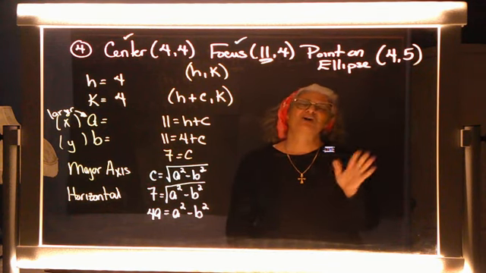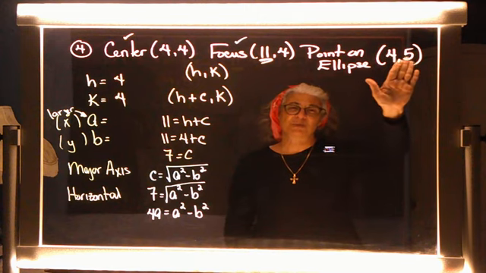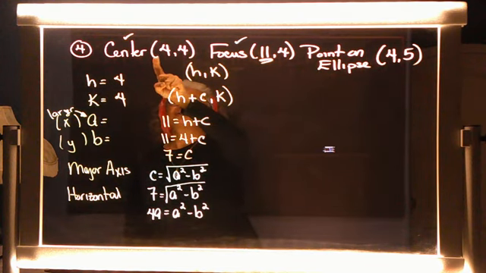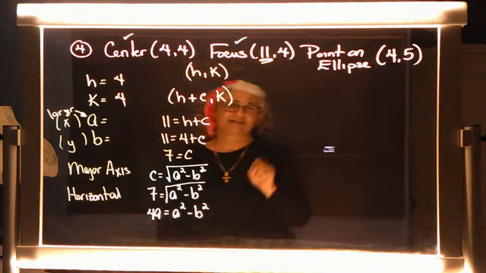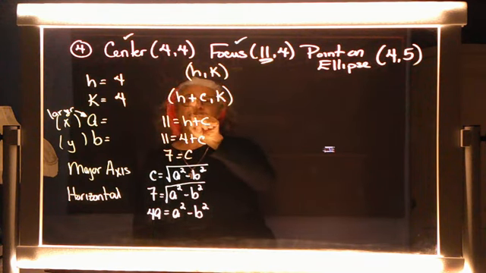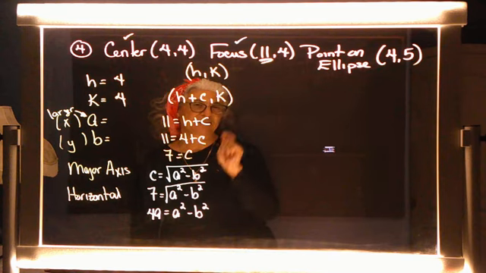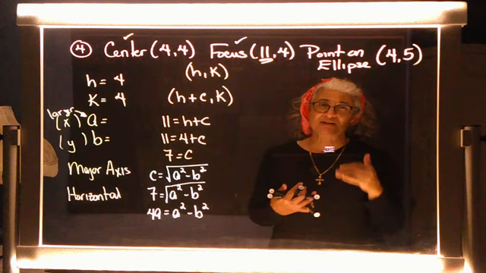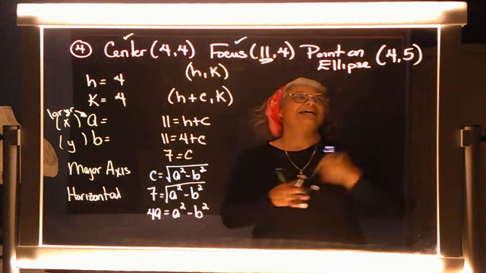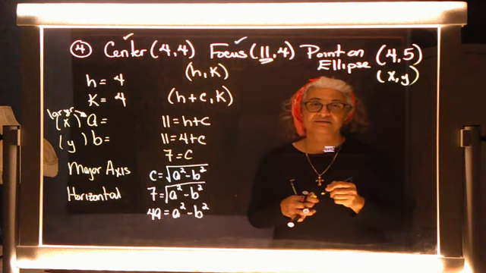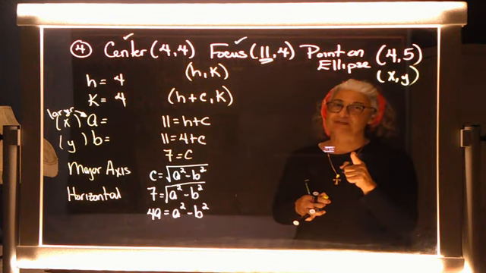Like, what's it tell you? Okay, if this is just a point, think about what these two numbers represent. The center represents H comma K, doesn't it? The focus represents H plus C comma K, doesn't it? If this is just a point, what does this point represent? It represents X comma Y. So now think about this.